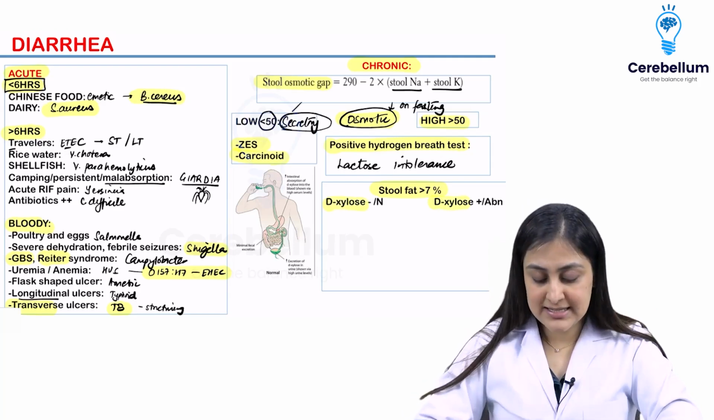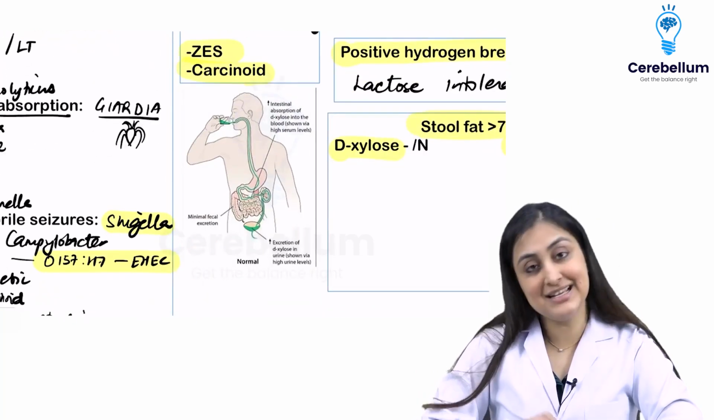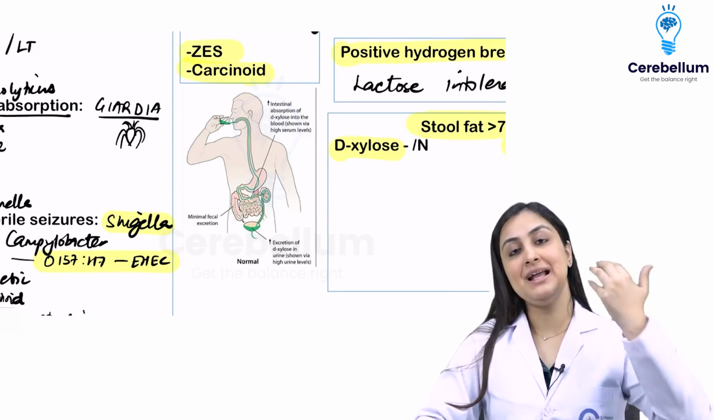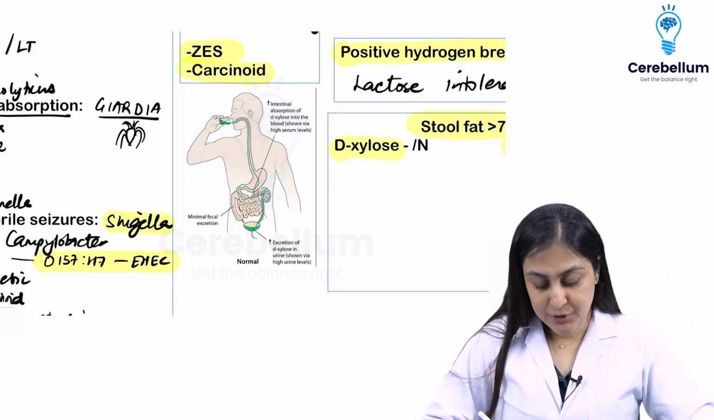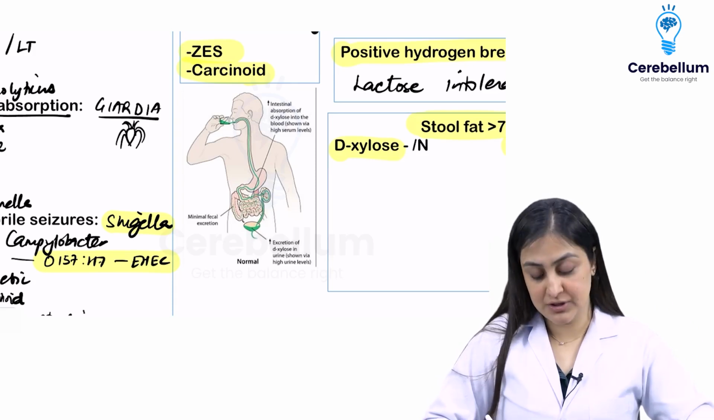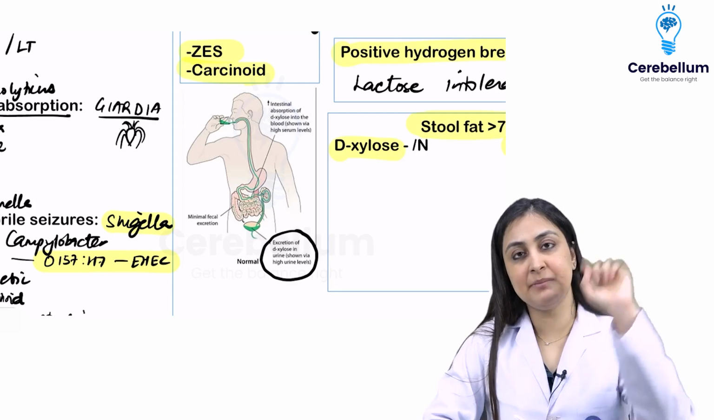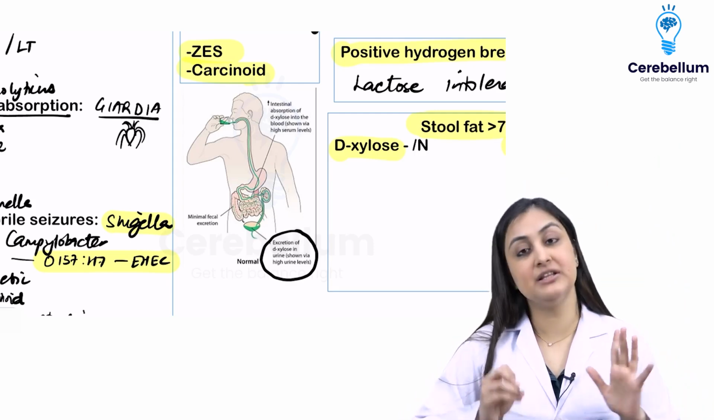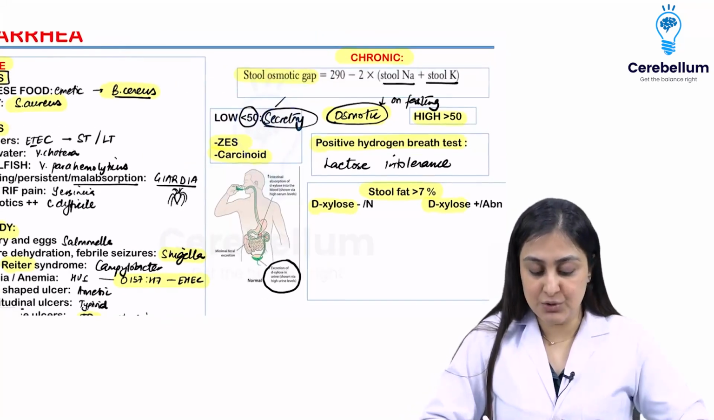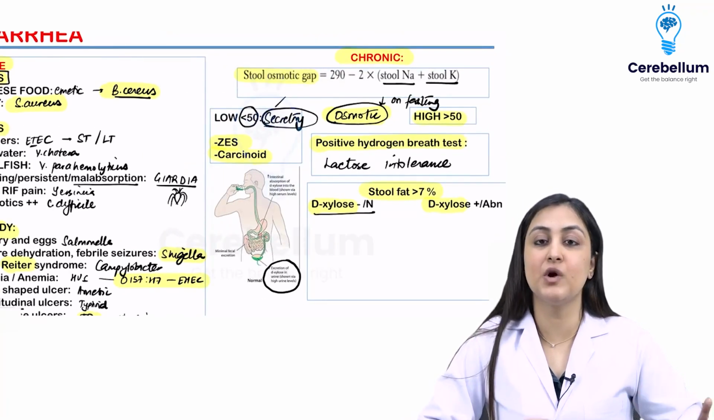So what is the D-xylose test? I ask this person to drink this radioactive D-xylose. I ask the patient to drink this D-xylose, and if you have proper absorption, there is obviously going to be high excretion in the urine because every step is happening: it's getting absorbed from the intestine and it's coming out in the urine and not in the fecal excretion. So if that is normal, if you have excretion of D-xylose in the urine, it means absorption is not a problem.